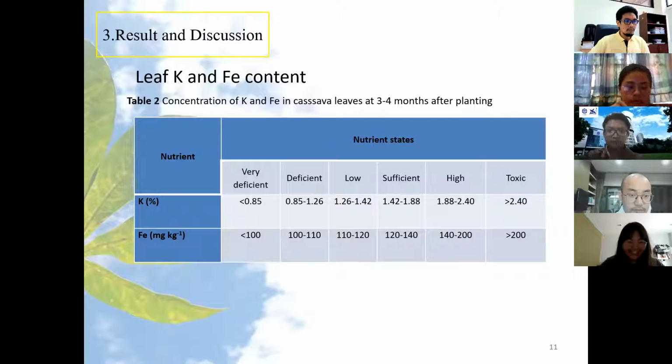A similar result was found in the XRF analysis. The spectrum of iron in cassava leaf on treatment 1 was lower than that of treatment 2 in table 1. Both results confirm the XRF technique could be used to determine potassium and iron status in cassava.